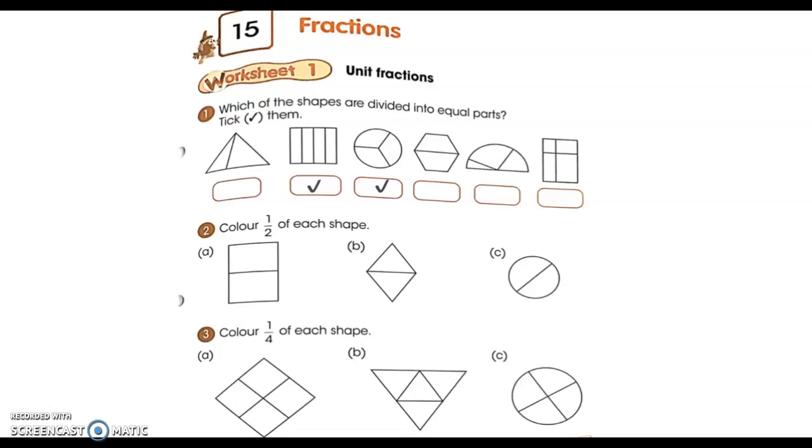Number 2. Color 1/2 of each shape. 1/2 means if there's 2 parts, color 1 of it, for example. And you can do the rest. Number 3. Color 1/4 of each shape. So if there's 4 parts, color 1. It's the same thing as number 2.